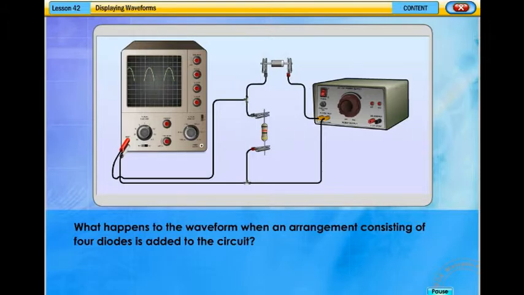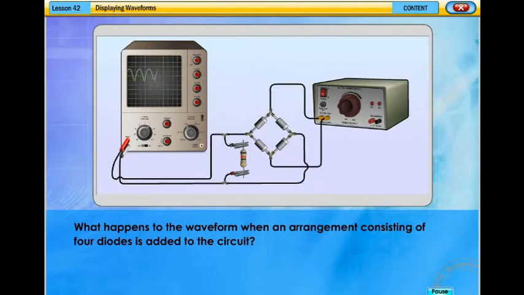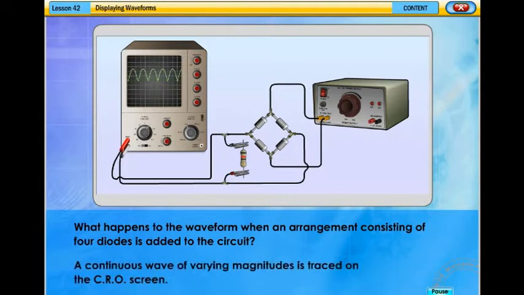What happens to the waveform when an arrangement consisting of 4 diodes is added to the circuit? A continuous wave of varying magnitudes is traced on the CRO screen.